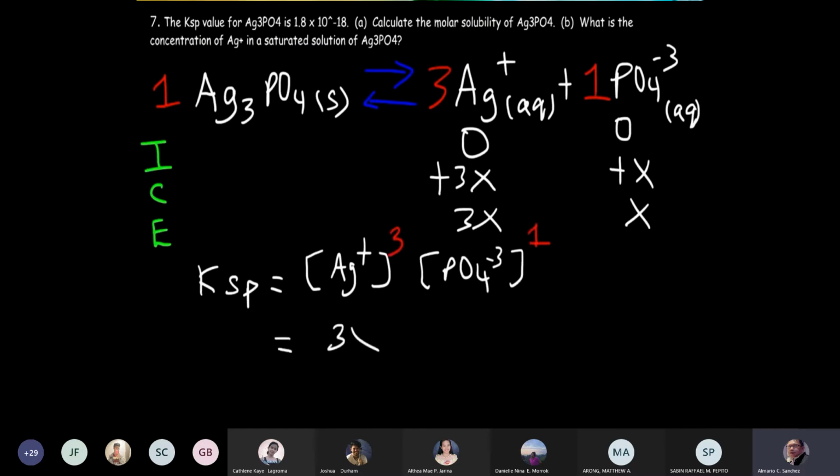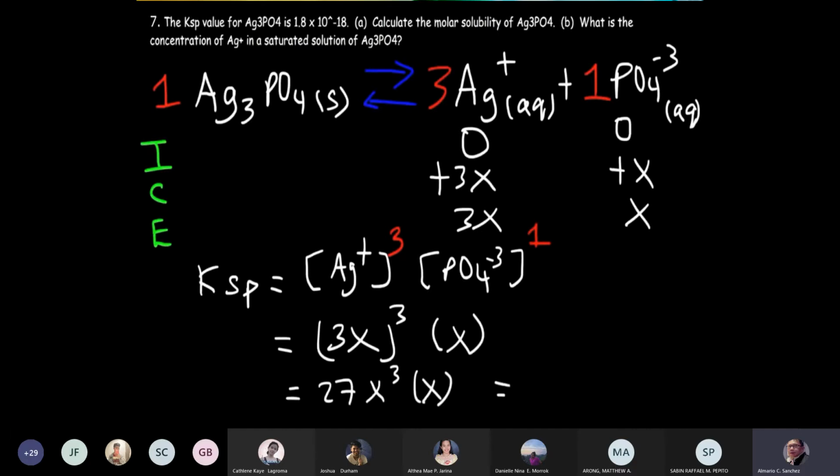Now Ag is equal to 3x, and that's raised to the third power. Phosphate is equal to x. 3 to the third power is 27. So this is 27x cubed times x. And so this is 27x to the fourth.